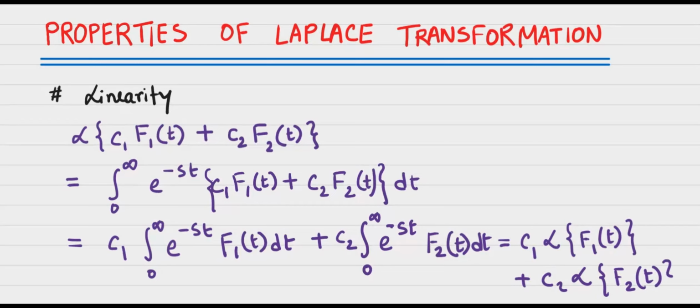So basically, the Laplace transformation of a linear combination of functions should be equal to the linear combination of Laplace transformations of those functions. And that is how the Laplace transformation preserves linearity. And of course, as you can assume, this property of linearity can be generalized pretty easily.